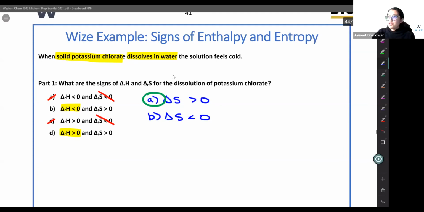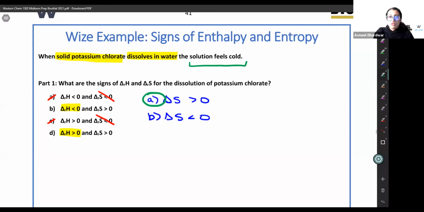Okay, so this one is tricky, but we'll take it up now. Okay, so let's see. So what is the hint now? How do I figure out if delta H should be positive or delta H should be negative? So the hint for this is that it tells us that the solution feels cold.